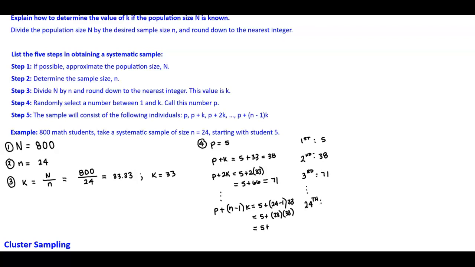Okay, if we multiply 23 times 33, that gives us 759, and we add 5 plus 759, well, that gives us 764. So the 24th person is going to be 764. So that is an example of determining a systematic sample.